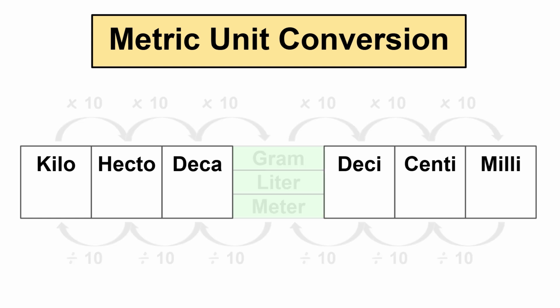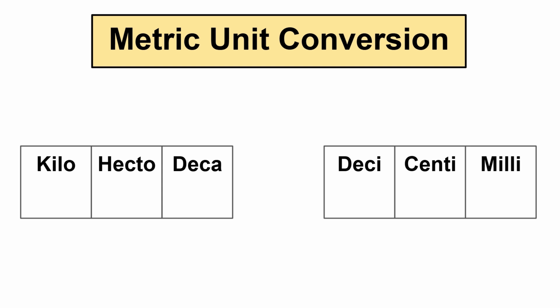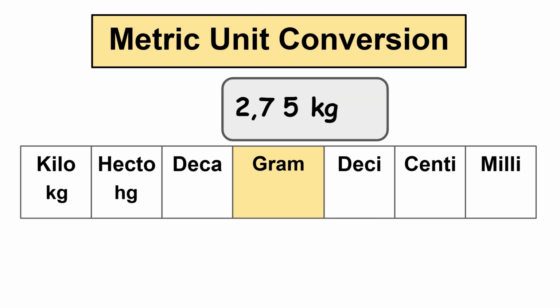Now, to show how this works, I'll start with the unit of mass and weight, the gram, and convert from kilogram, which has the abbreviation kg, to hectogram, which has the abbreviation hg. So, let's convert 2.75 kilograms. Now, we're converting from kilograms, so this means we start at the prefix kilo on the conversion line. And we're converting to hectograms, so this means we'll need to stop at the prefix hecto on the conversion line.